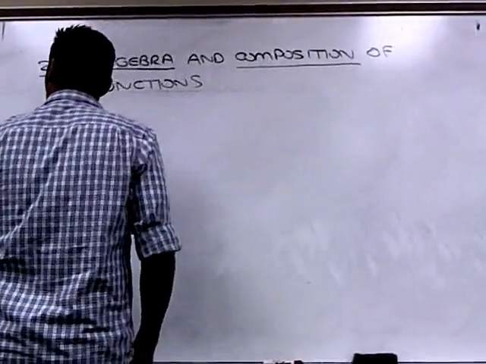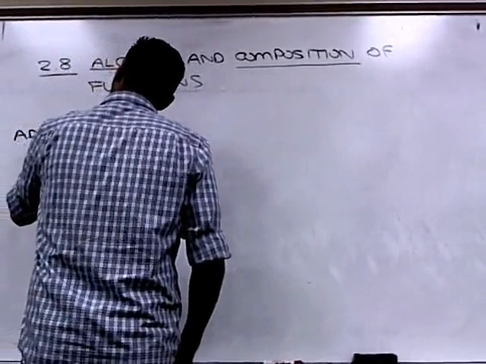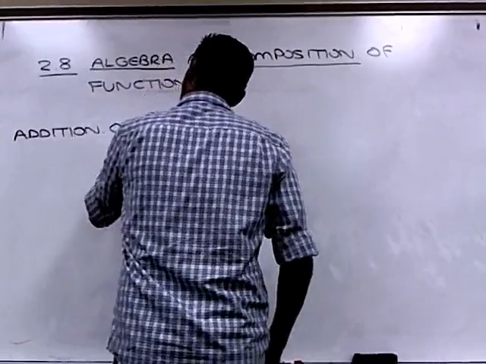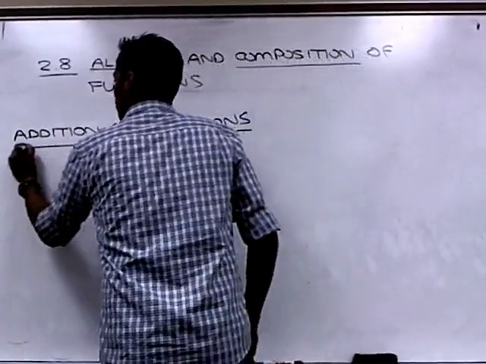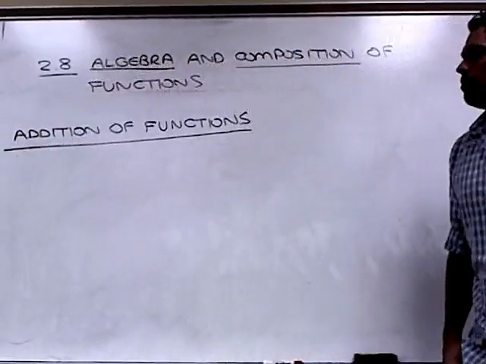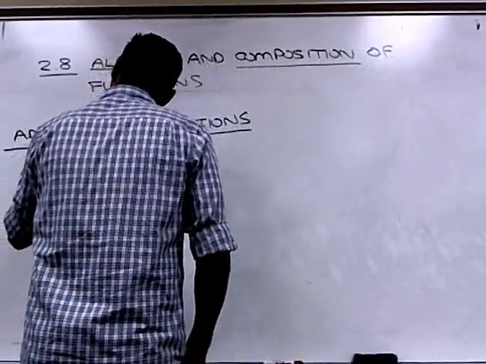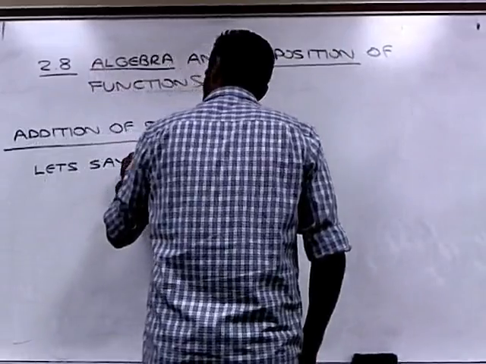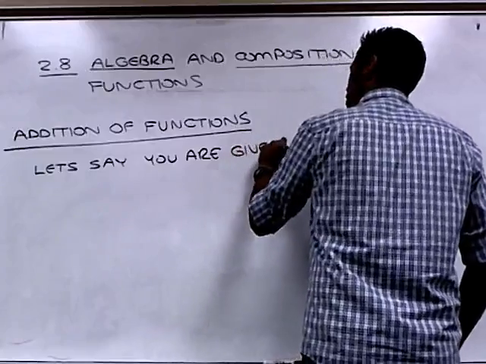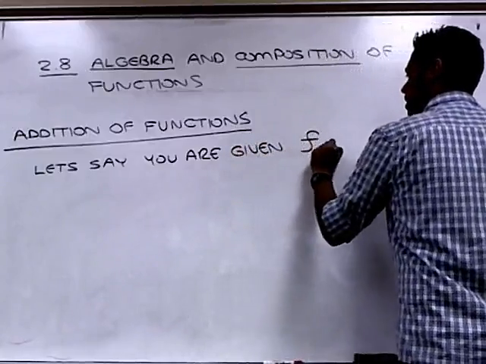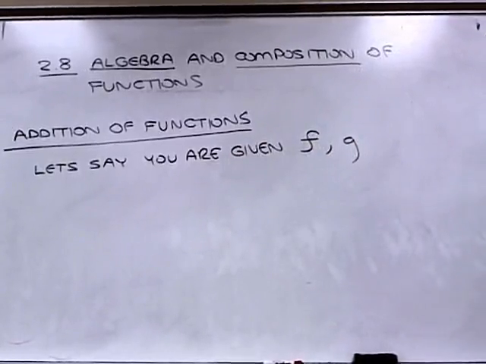So first thing we're going to talk about is addition of functions. So to start this out, let me write down, let's say you are given two functions, f comma g. This means f and g. So I've given you two functions, right?